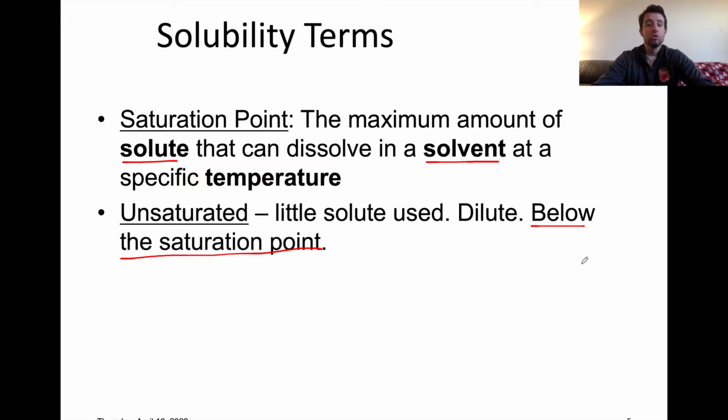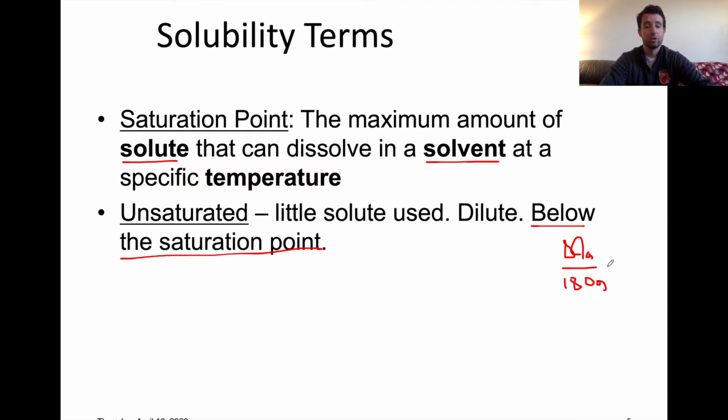So if you only have 2 grams of sugar in 100 grams of water, let me clarify, 80 grams of sugar in 100 grams of water is a saturated solution. So it would be 80%, or not 80%, it'd be some percentage of sugar by mass. Unsaturated would be if you're below that saturation point.